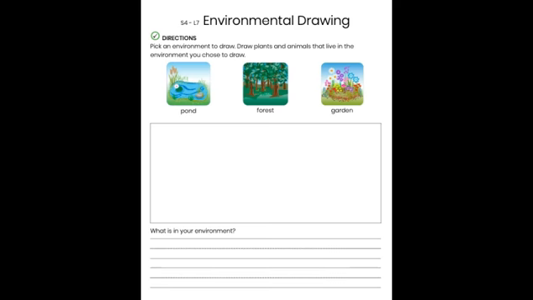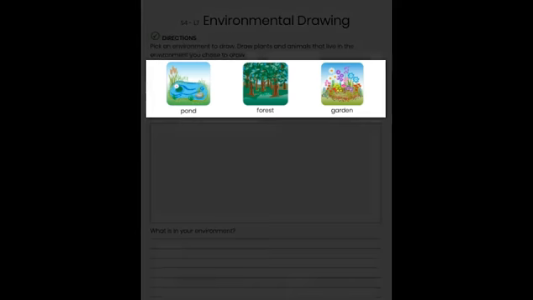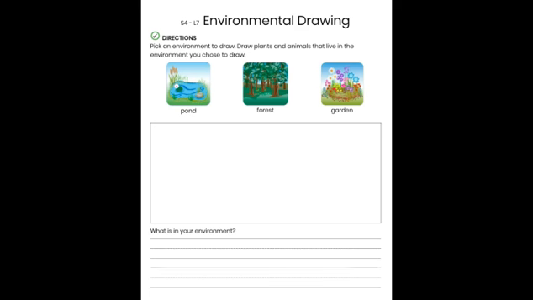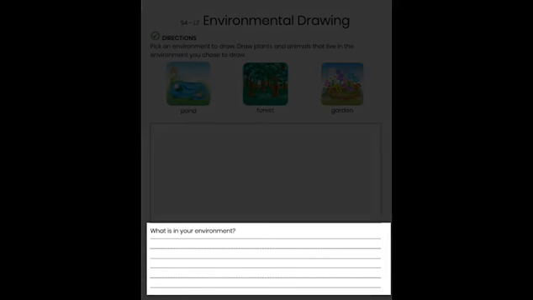Using the environment drawing sheet in their student journal, have students choose an environment, draw it, and include at least one plant and animal that lives there, along with the resources the living things need to survive. Animal models may help to prompt their thinking, as well as asking them what is in the environment they chose to draw.